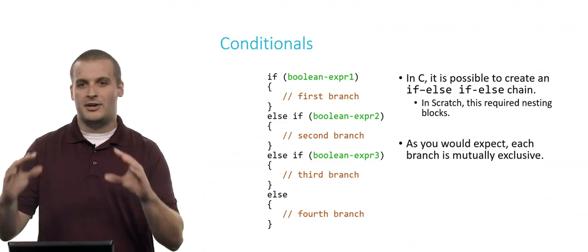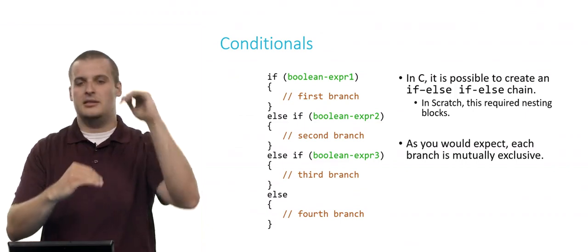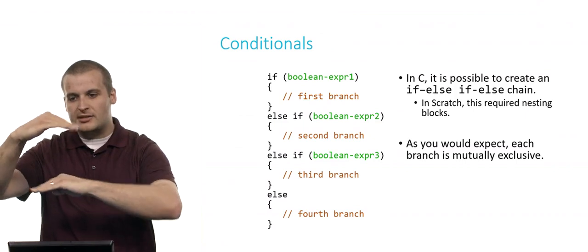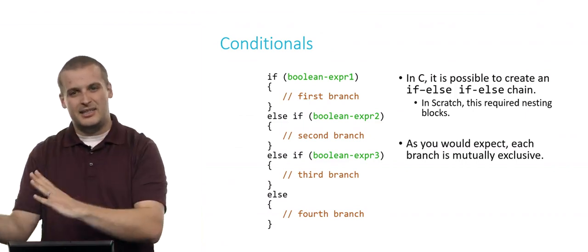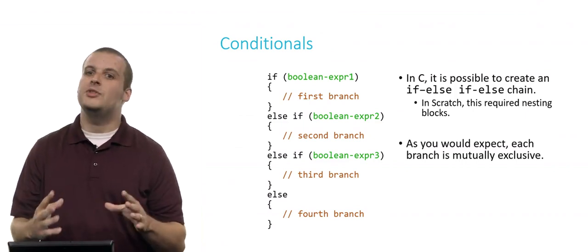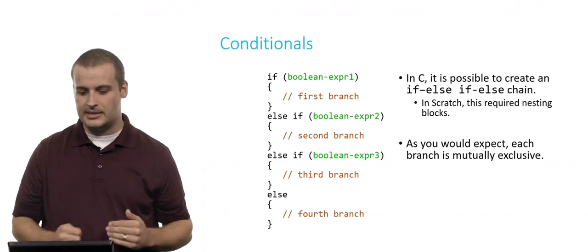In C, it's possible to create an if, else chain. And in fact, you could have if, else if, else if, else if, and so on and so on and so on. In Scratch, this required nesting the blocks. You had an if else, and then you had to put another one inside of the else, and so on and so on. And it got kind of nested and complicated. But in C, we don't have to do that. We can actually just have it be a chain like this.